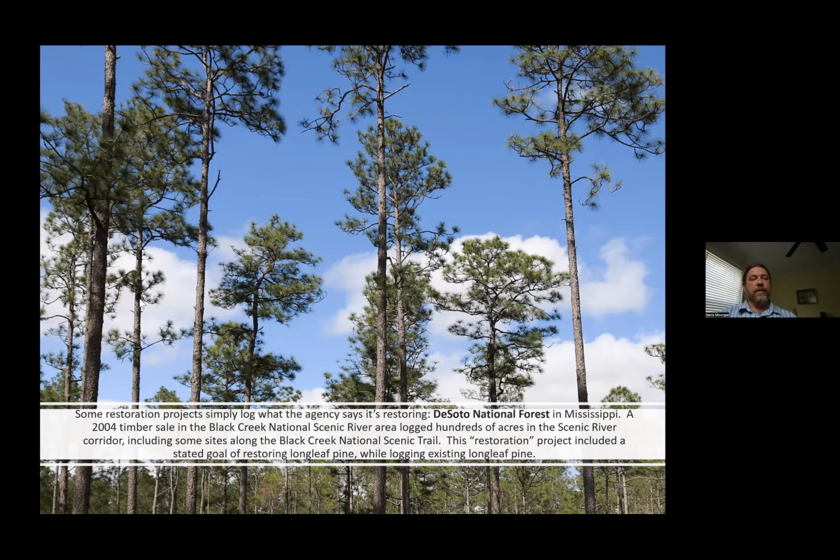Then you have places like, say, the DeSoto down in Mississippi. You're getting down in that Gulf coastal plain where we have that historic longleaf pine ecosystem that has disappeared, and instead of promoting the remaining loblolly stands, I think this was like 16 or 17 years ago, they had a timber sale along the Black Creek National Scenic River and Trail where they logged some longleaf stands to supposedly restore longleaf. So once again, some of these so-called restoration priorities can seem misplaced.